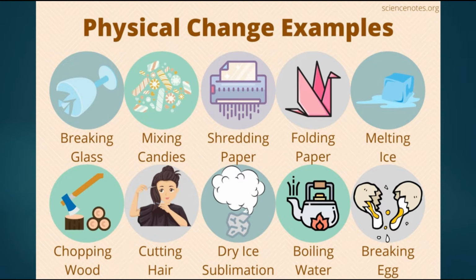Dry ice sublimation. So, dry ice is a solid form of carbon dioxide. And when it's exposed to air, exposed to the environment, it naturally converts from solid into gas. So dry ice undergoes sublimation. Boiling water, same. So water, liquid. When we boil water, steam comes out or vapor comes out from it. And that vapor is also water. Breaking egg. So if we just break it, it's still an egg. So broken lang siya into half.